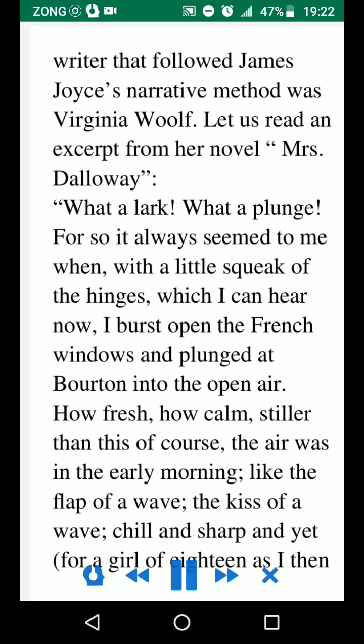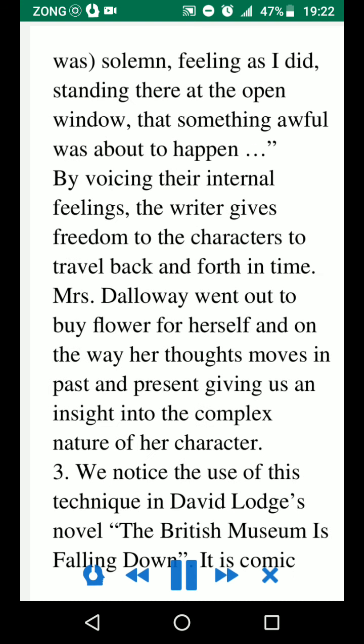What a lark, what a plunge, for so it always seemed to me when, with a little squeak of the hinges, which I can hear now, I burst open the French windows and plunged at Bourton into the open air. How fresh, how calm, stiller than this of course, the air was in the early morning, like the flap of a wave, the kiss of a wave, chill and sharp, and yet for a girl of 18 as I then was solemn, feeling as I did, standing there at the open window, that something awful was about to happen.